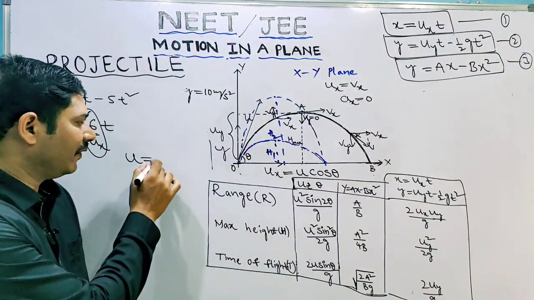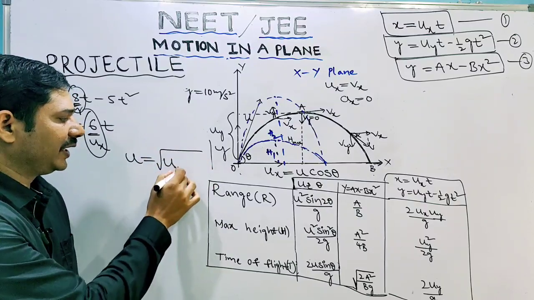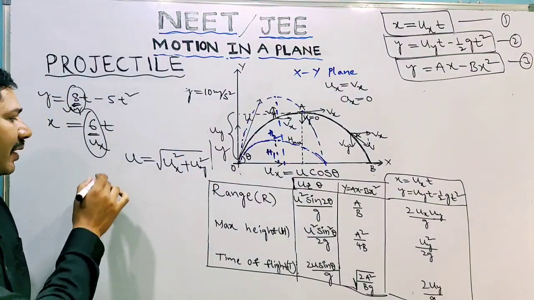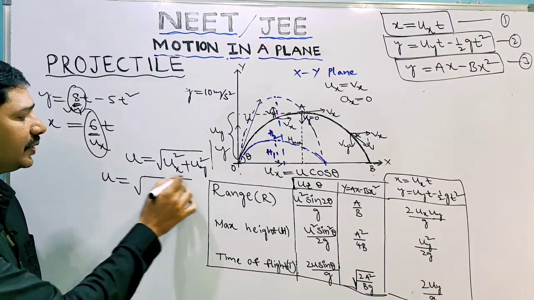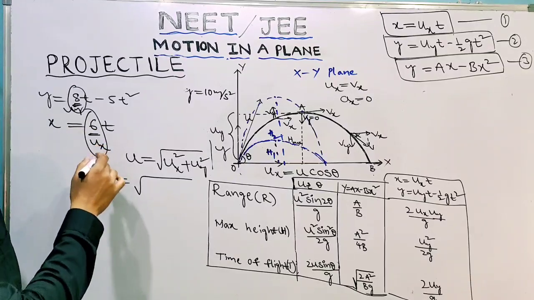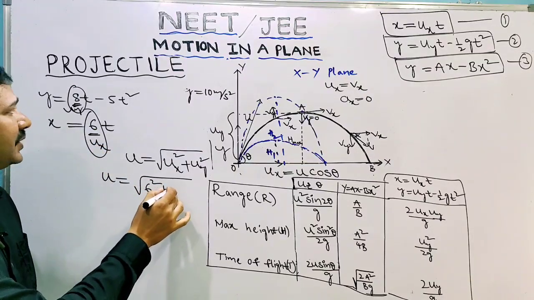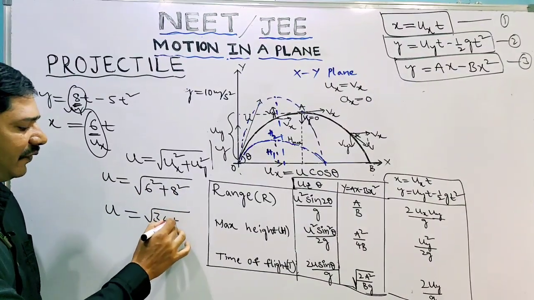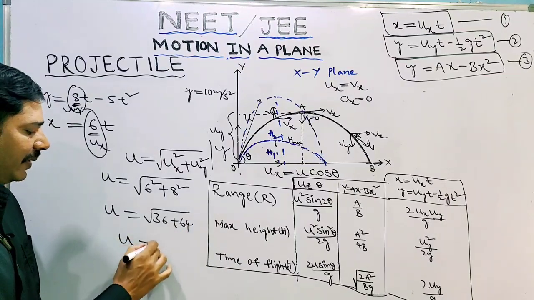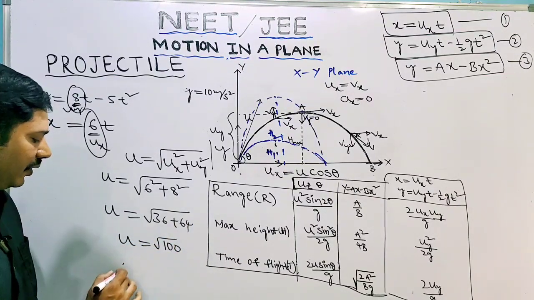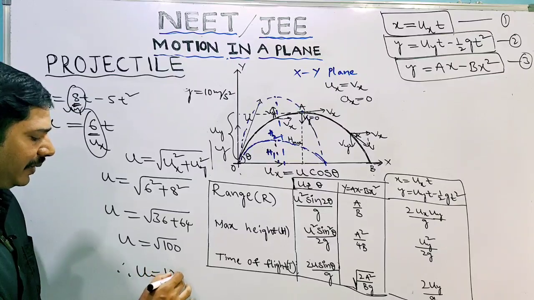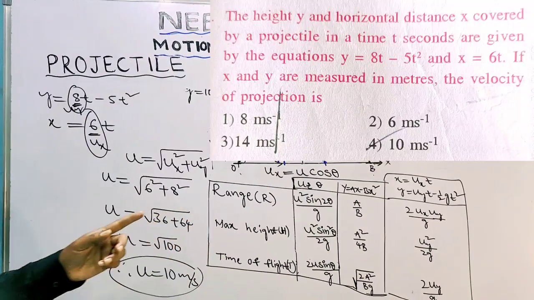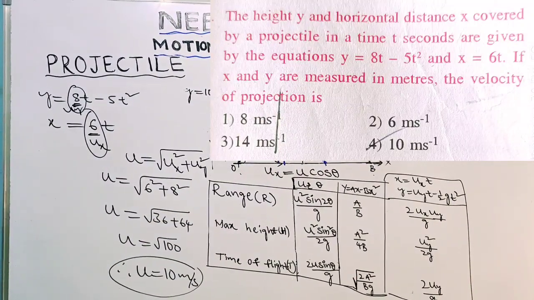The velocity of projection formula is the square root of ux square plus uy square. Substitute the values. U equal to under root ux square, what is ux? 6. 6 square plus uy 8 square. U equal to 36 plus 64. U equal to how much? Root 100. Therefore the u value is how much? 10 meters per second. The velocity of projection is 10 meters per second. That is the answer.